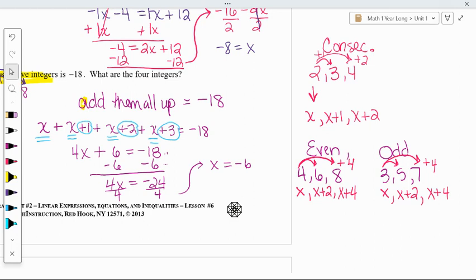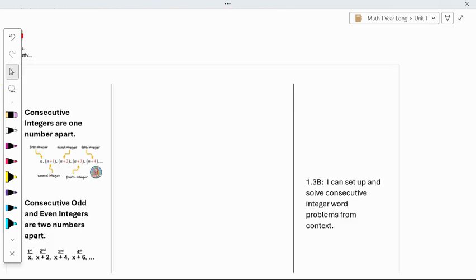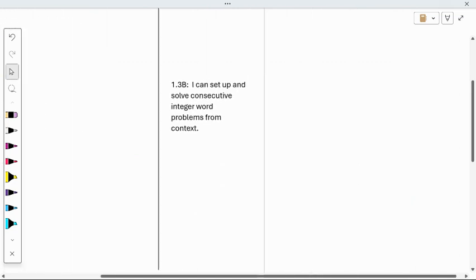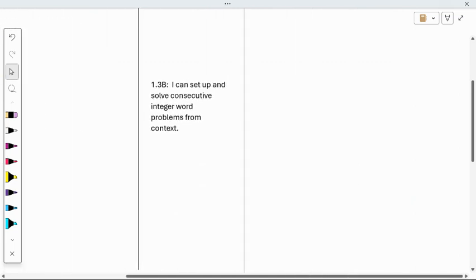And then we have an I can statement. So when you fold it over, this flap actually comes first. I can set up and solve consecutive integer word problems from context.